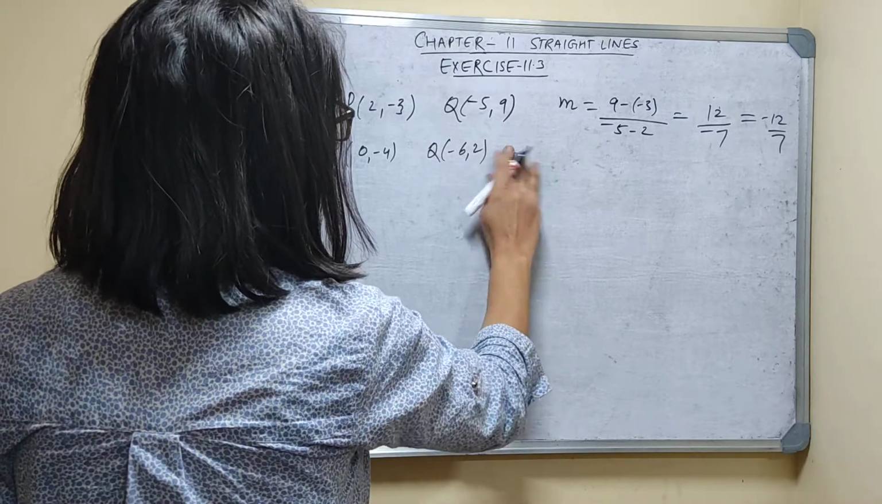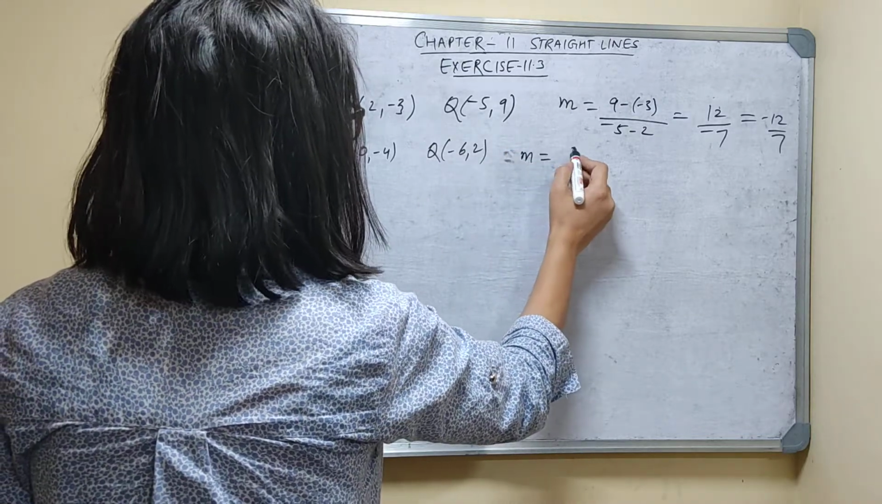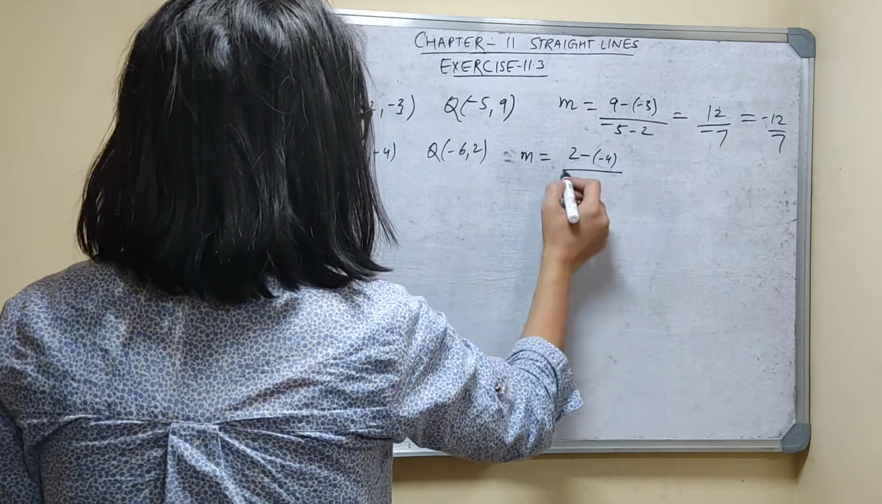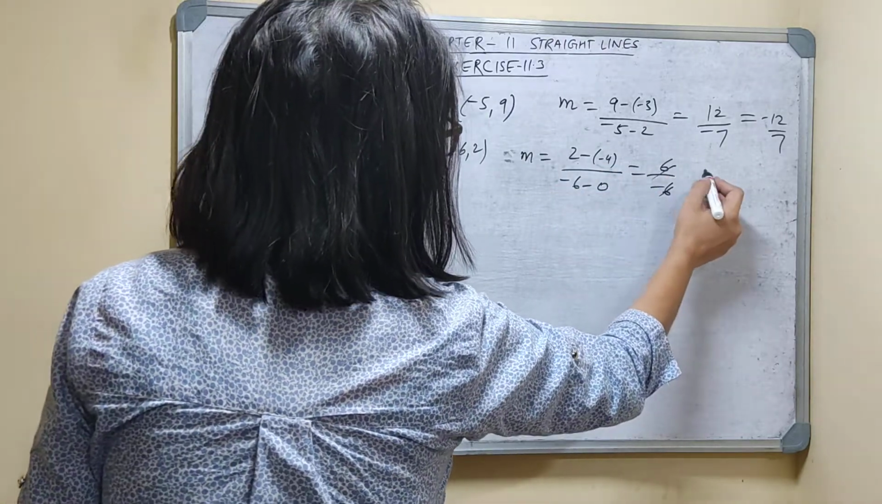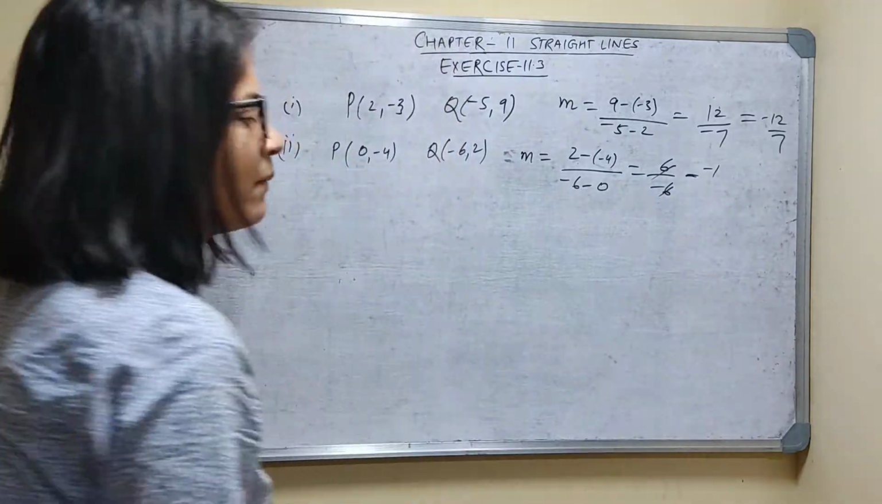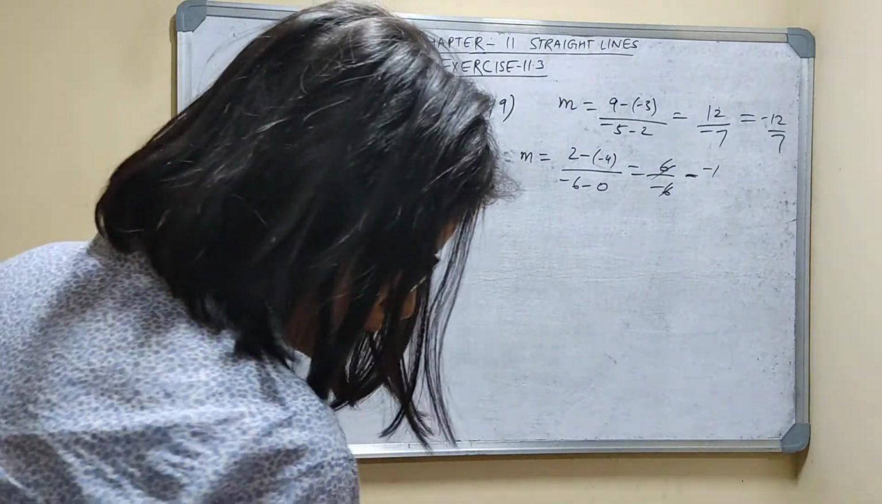So m will be what? In this case m will be 2 minus minus 4 upon minus 6 minus 0. So 2 plus 4, 6, upon minus 6, so 6 upon minus 6, so I can write minus 1 is the answer.